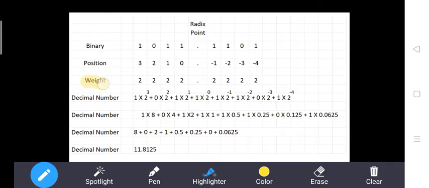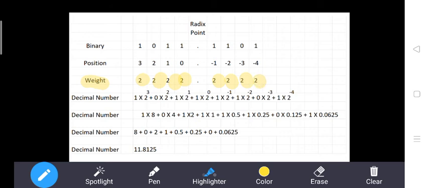Next, I want to write the weight. Okay, there is one small mistake. I wrote all weights as 2, but actually it is not 2. It is 2 raised to the position. Meaning the first weight is 2 raised to 3, next 2 raised to 2, next 2 raised to 1, next 2 raised to 0, 2 raised to -1, 2 raised to -2, 2 raised to -3, 2 raised to -4.